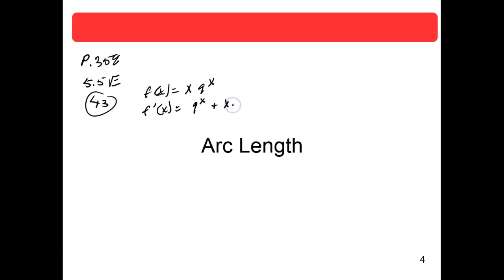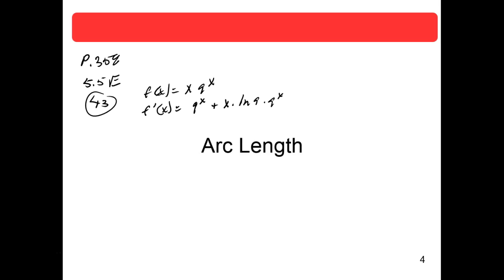Now, what is the derivative of 9 to the x? Just to make sure you get it right, go back to page 354: the derivative of any a to the x is log of a times a to the x. In this case that would be log 9 times 9 to the x. So jot that down.